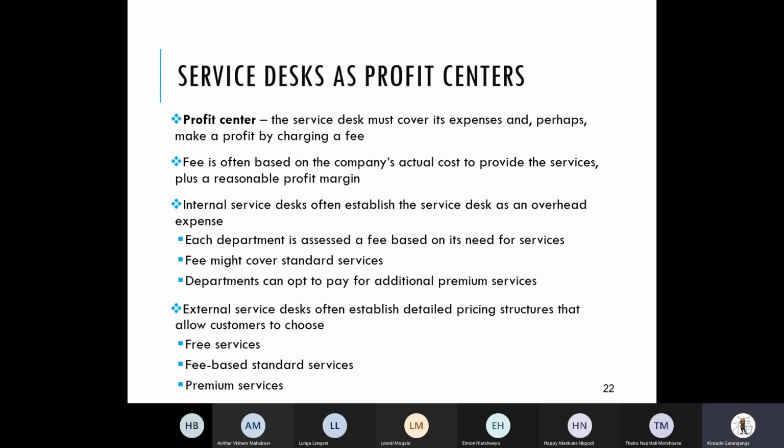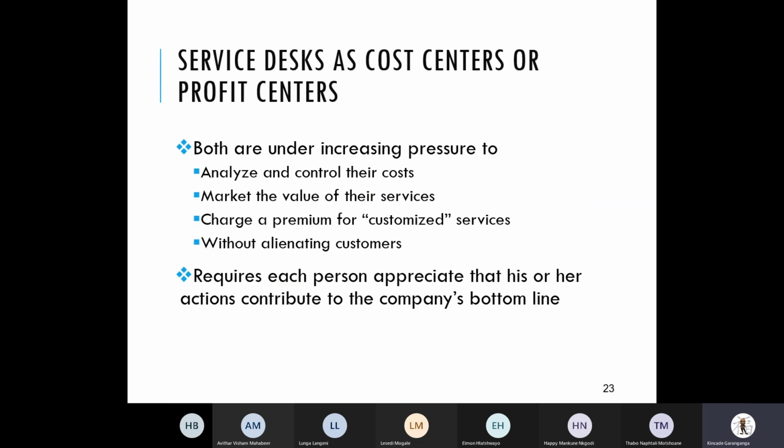So when you look at internal service desk environments, ultimately you're looking at fees that would obviously cover standard services, and some departments would literally look at additional premium services. It all depends on your specific environments there. Same difference applies with your external service desk scenarios, that you've got free services and then you've got fee-based standard services, and then you've got premium services in that regard. So I think we've all experienced that at some particular point in time, where if you need additional service for a specific package or for a specific product or for a specific service, you need to literally pay a little bit extra to get that dedicated service in that regard. So that's the whole concept that you find there.